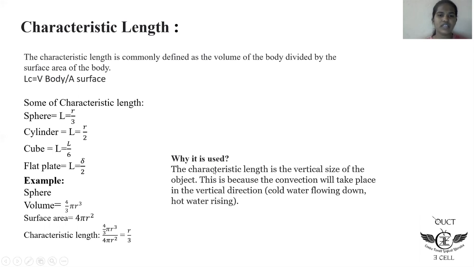And why are we using characteristic length? Why not directly use the volume and surface area of that body? Because the characteristic length is the vertical size of the object. In this method we are dipping the metal body into the liquid, so we take the vertical size of that object. This is because the convection will take place in the vertical direction, with cold water flowing down and hot water rising. That's why we are using the characteristic length in this method.